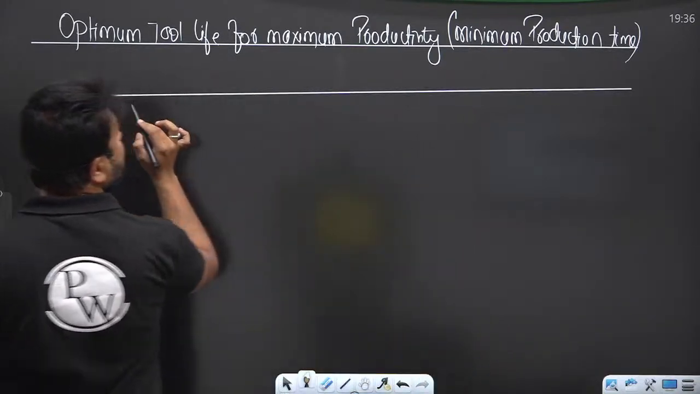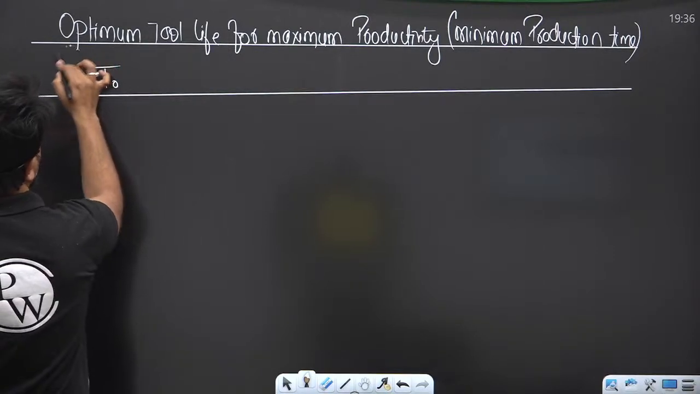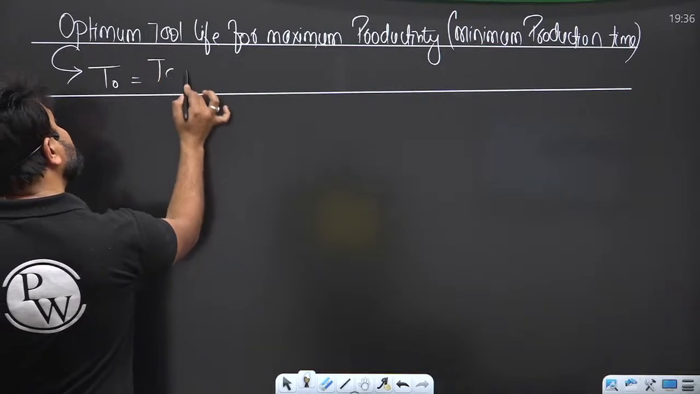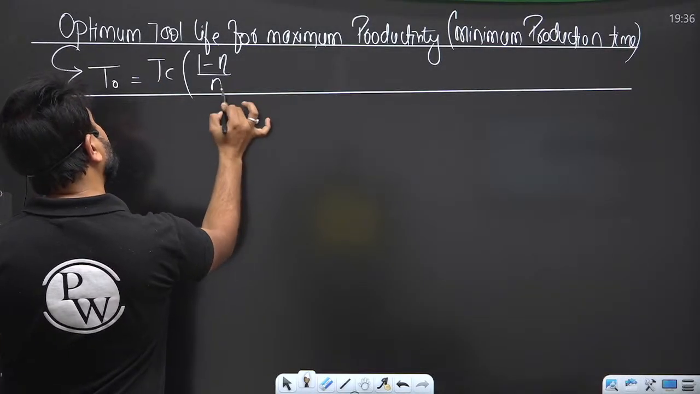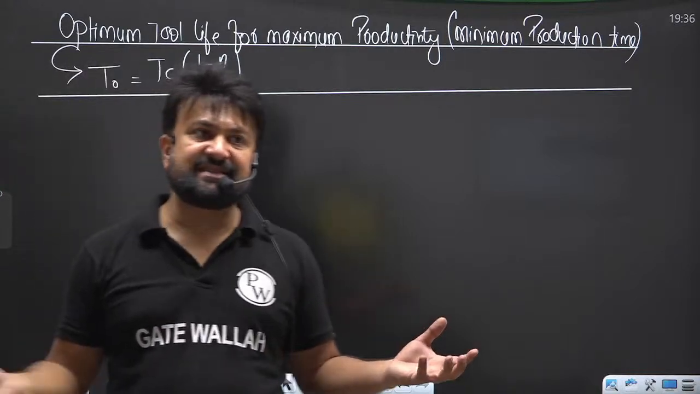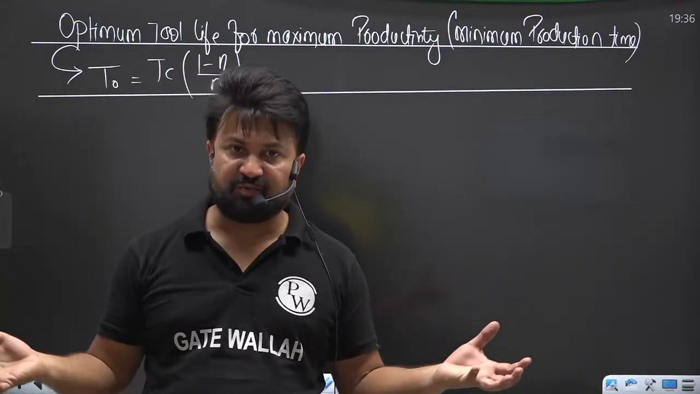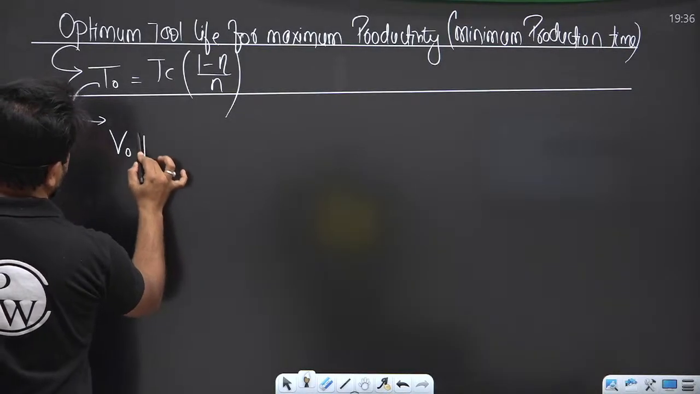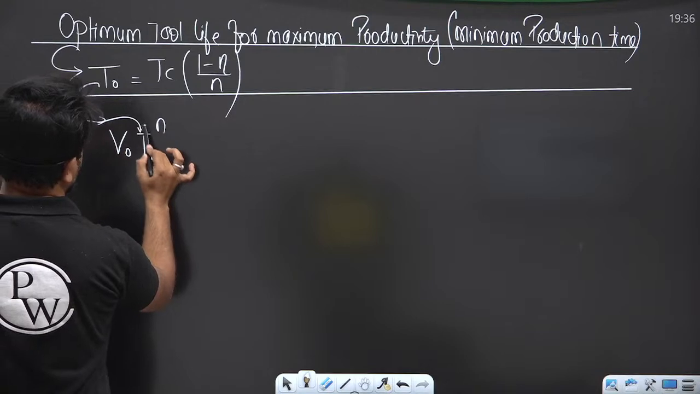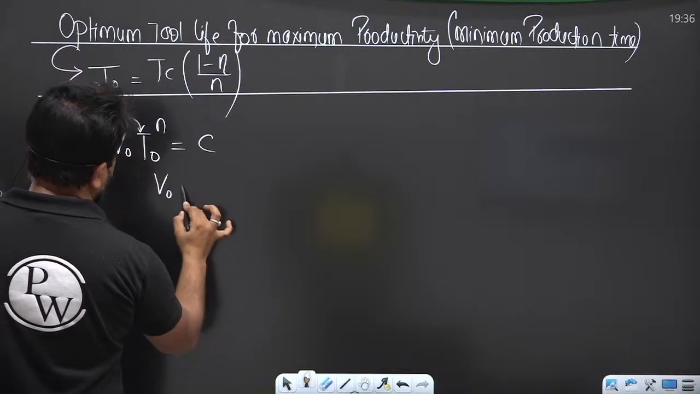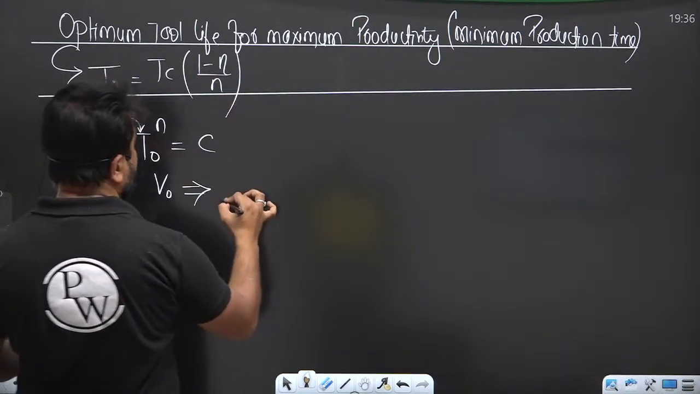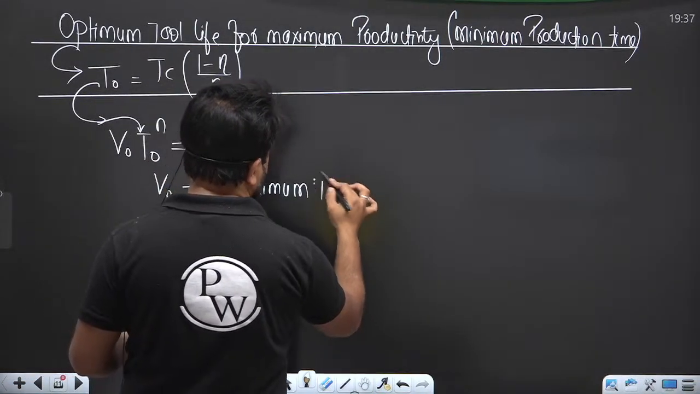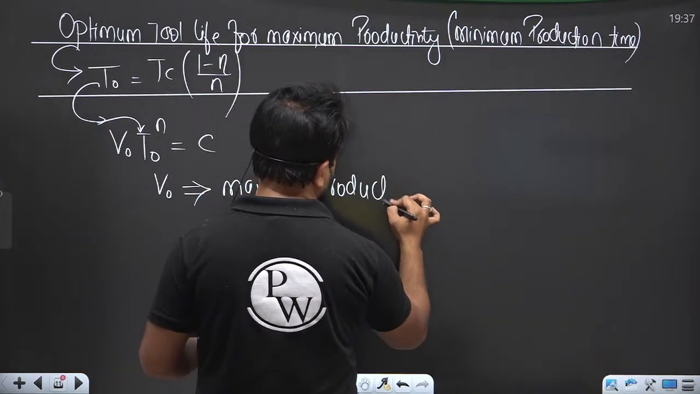So this optimum tool life is equal to T_C (1 minus n) by n. Here T_C is the tool changing time and n is the exponent. Now, once you get that tool life, use this equation V T naught to the power n equal to C, put it here, and get that velocity where you get the maximum production rate.